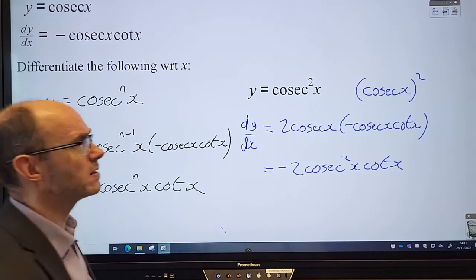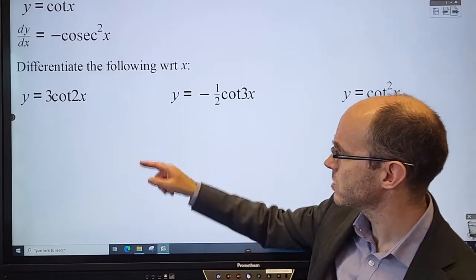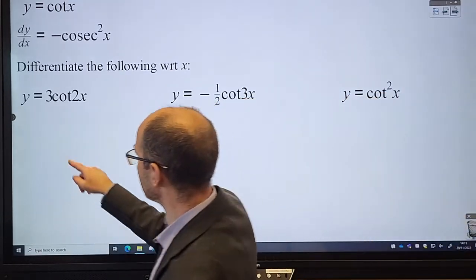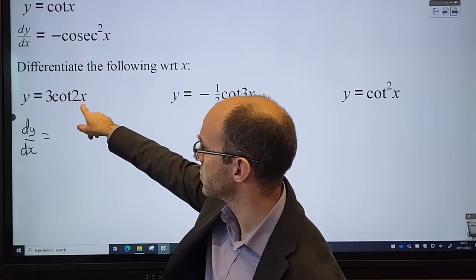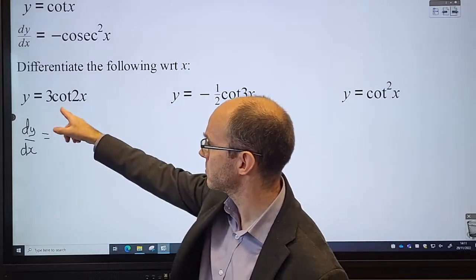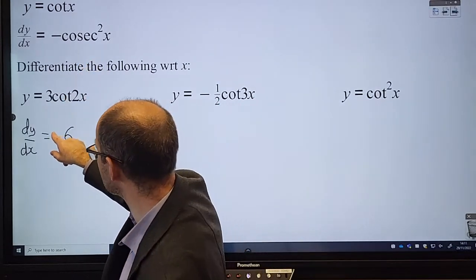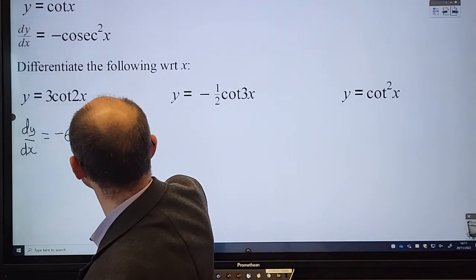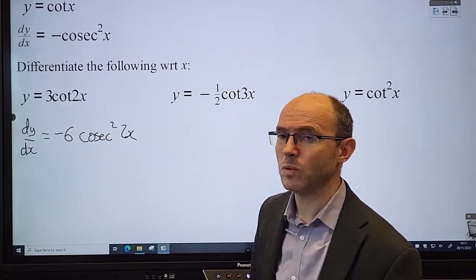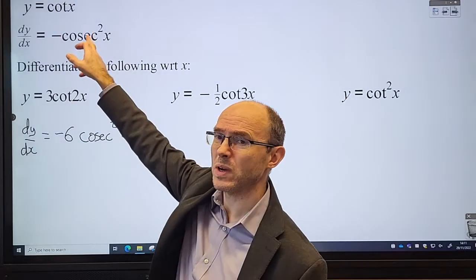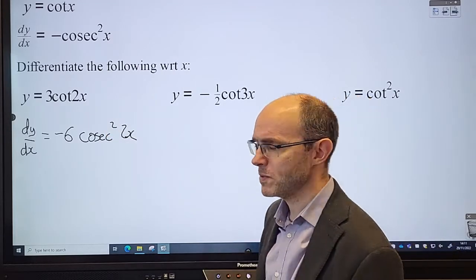Right. Finally, let's have a look at these ones in terms of cot. So the first one, I'm just going to write down the answer. Tell you what, I'm going to stick with the black pen for the moment. So here, differentiate 2x, you get 2 times by 3, so you get 6 as the coefficient. Differentiate cot, you get negative, so put negative there, and it's going to be negative cosec squared, whatever the angle is, okay? So notice how, because we differentiate cot, you get negative cosec squared of the same angle. I hope you found that one easy.